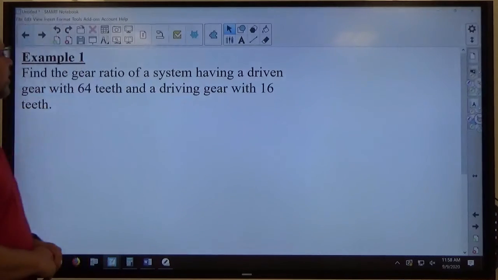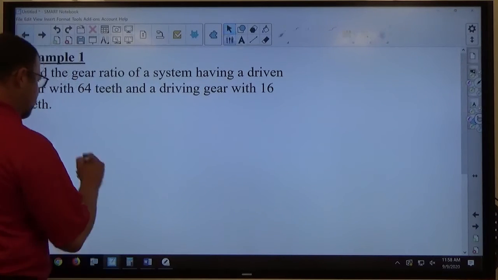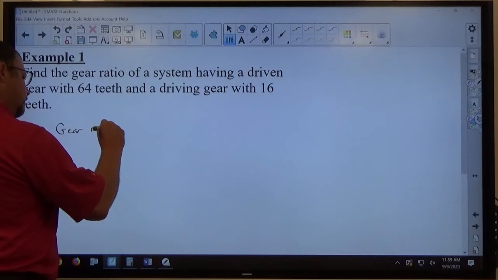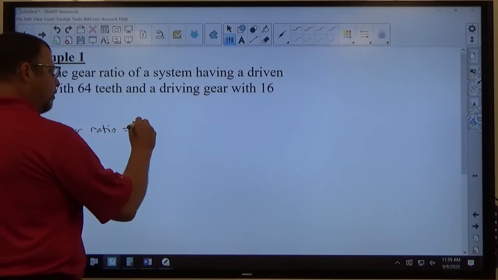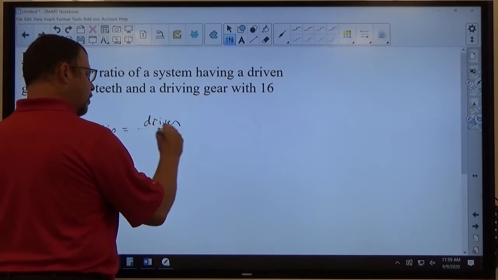Example 1 says to find the gear ratio of a system having a driven gear with 64 teeth and a driving gear with 16 teeth. Gear ratio is the ratio of the driven gear to the driving gear.